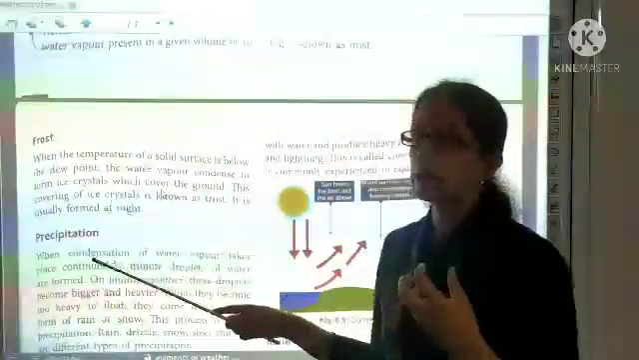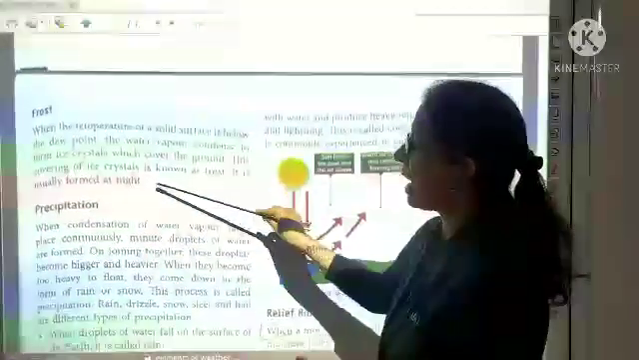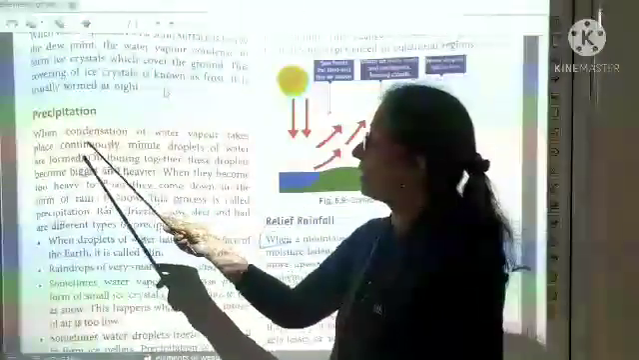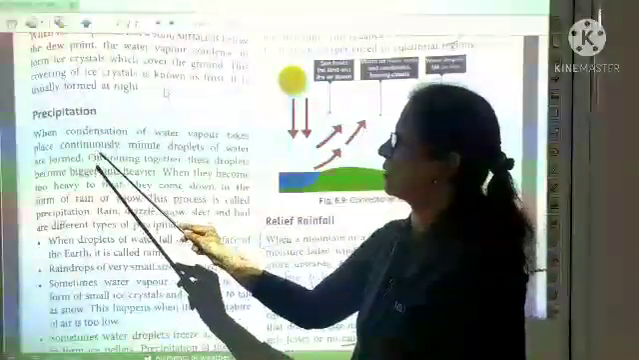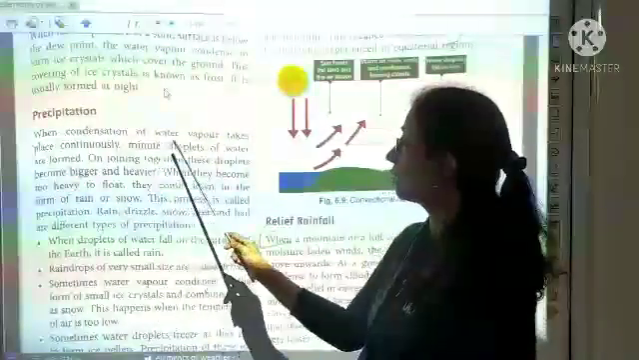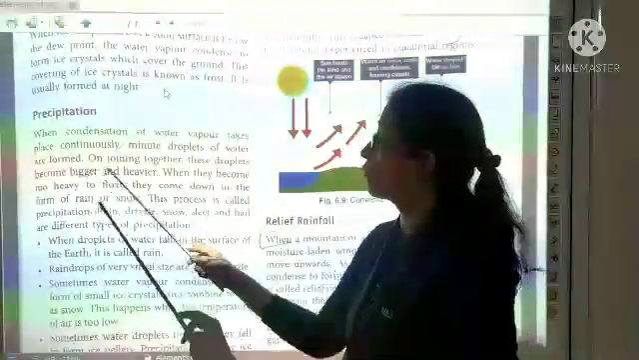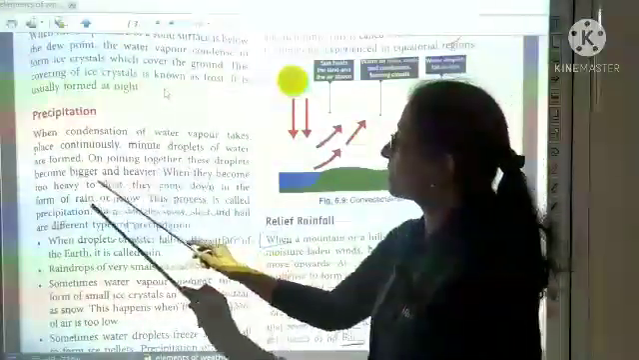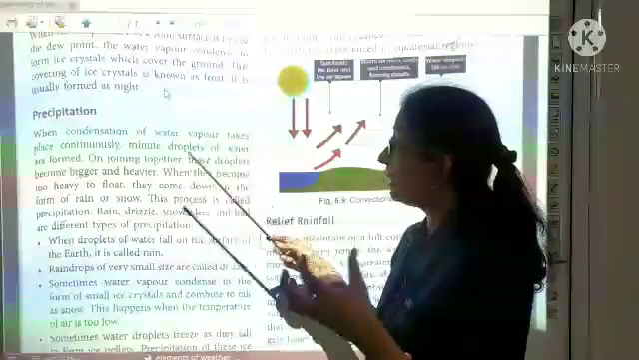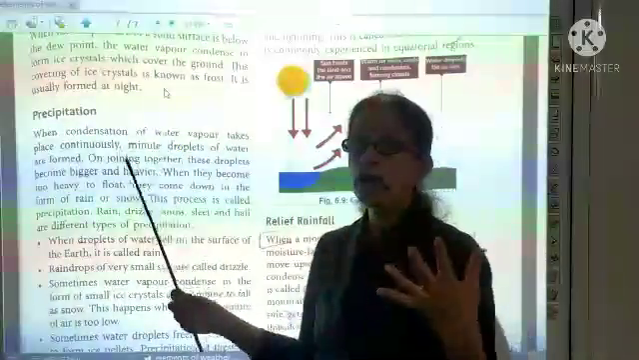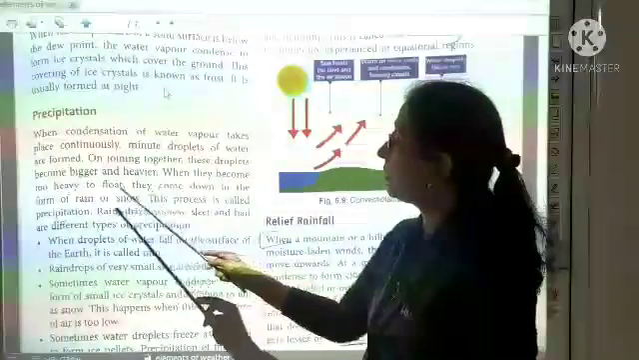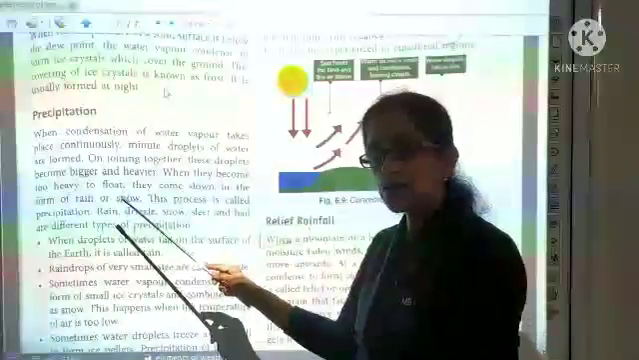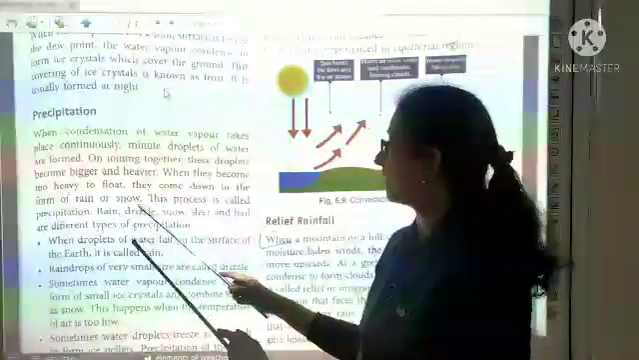ये वाला जो frost होता है वो ज़्यादातर आपको नाइट में देखने को मिलेगा जब आपके ice crystals फॉर्म हो जाते हैं इसमें. And precipitation is what? When condensation of water vapor takes place continuously, minute droplets of water are formed. उससे क्या होता है, जो छोटे छोटे droplets form हो जाते हैं water के. On joining together these droplets become bigger and heavier. उसके बाद ये जो जब मिलते हैं ये छोटे छोटे droplets तो क्या हो जाता है, बड़े और भारी हो जाते हैं. When they become too heavy to float, और जब वो float होने में बहुत ज़्यादा भारी हो जाते हैं तो वो rain या फिर snow के फॉर्म में नीचे अर्थ पे गिरते हैं.